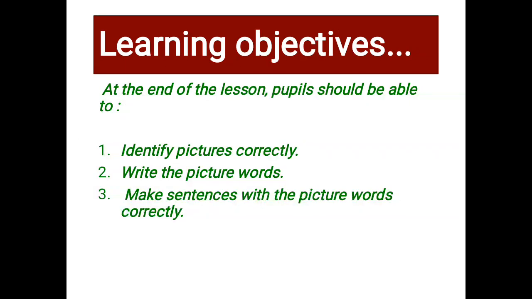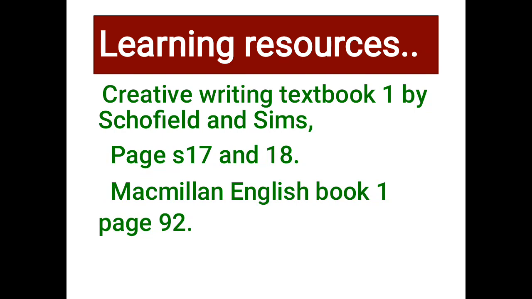What are the objectives? We hope that at the end of the lesson, we should be able to identify pictures correctly. We should be able to write the picture words and make sentences with the picture words correctly. That's what we hope to be able to do. What are the learning resources that we'll be making use of? We'll be making use of our creative writing textbook 1 by Schofield and Sims, and that is pages 17 and 18, and also the Macmillan English book 1, page 92.